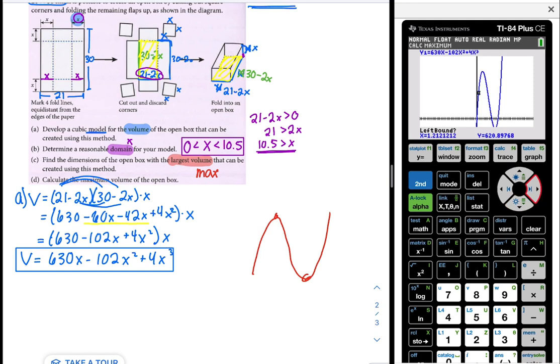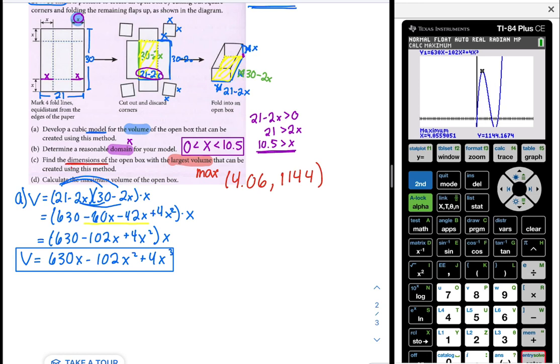They're going to ask me to go to the left of the maximum, to the right of the maximum, and then guess the maximum point. And we're going to get that the maximum point happens when x is equal to 4.05. So 4.05, if I rounded 4.06, and the maximum is 1,144. So find the dimensions of the box.